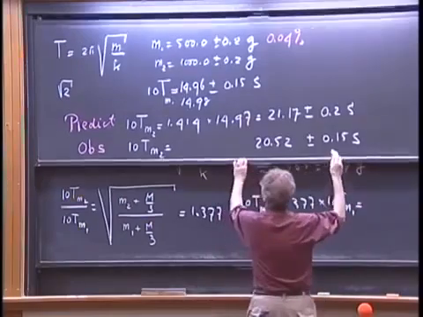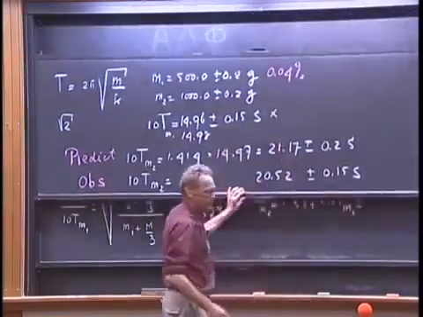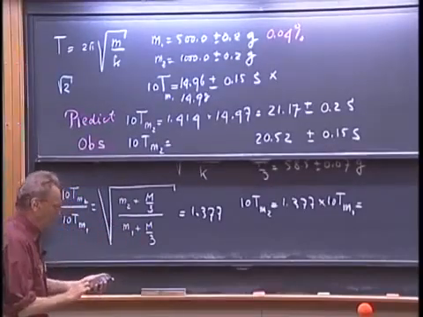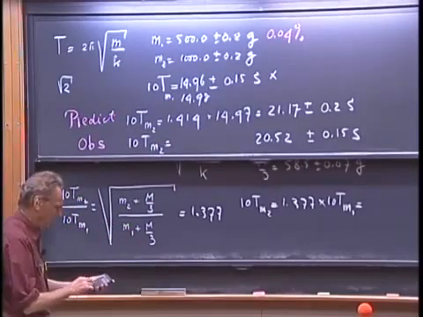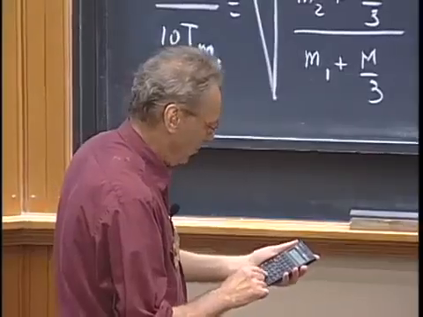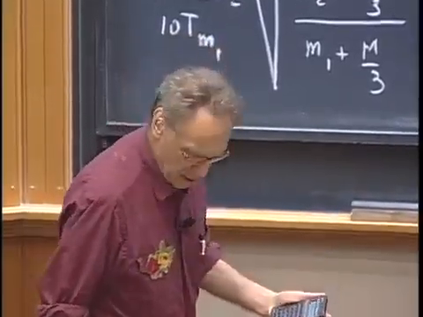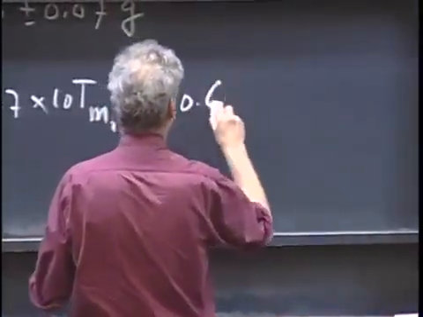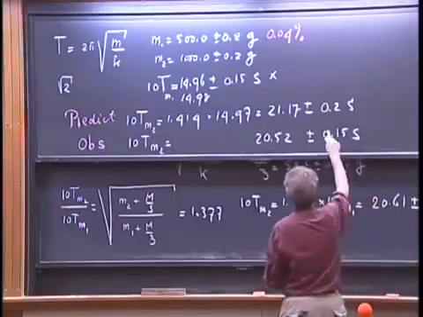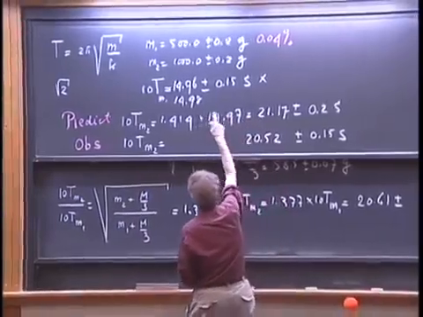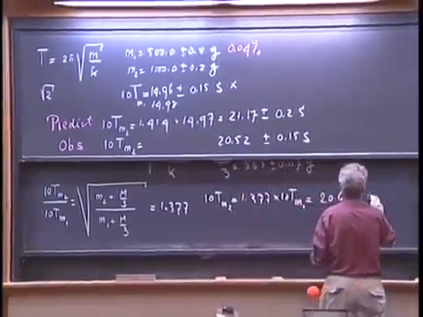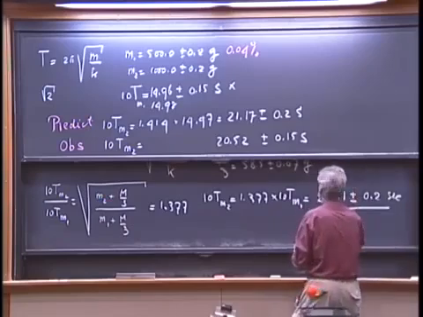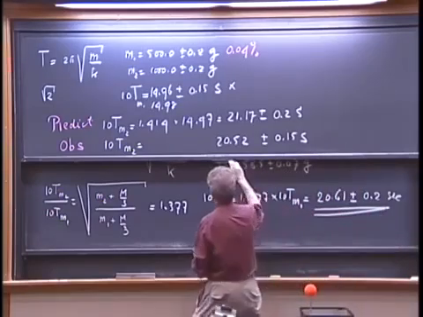So I take this number. And now I'm really getting nervous, not joking. 14.97 multiplied by 1.377, that is 20.61. And the uncertainty would be the same uncertainty as in there, which is a 1% uncertainty, so that is 0.2 seconds. This number you can now compare with this number.